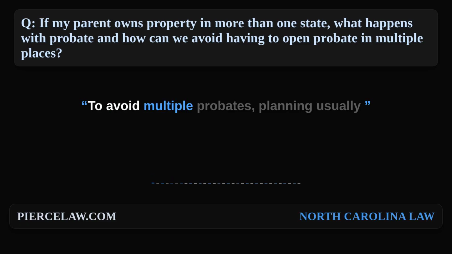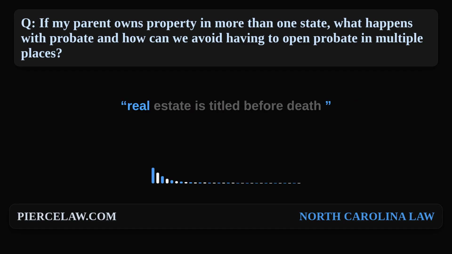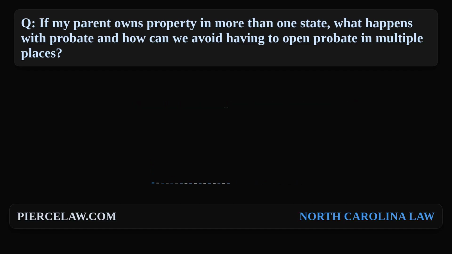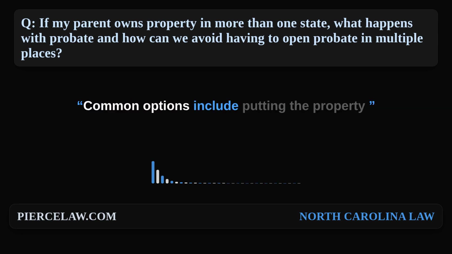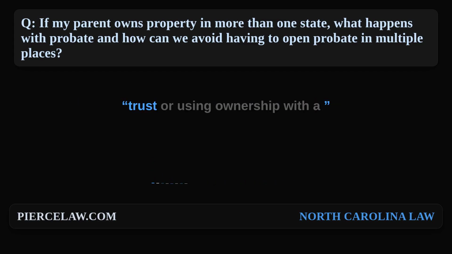To avoid multiple probates, planning usually focuses on changing how the out-of-state real estate is titled before death so it passes outside probate. Common options include putting the property into a properly funded revocable living trust or using ownership with a right of survivorship when it fits the situation.